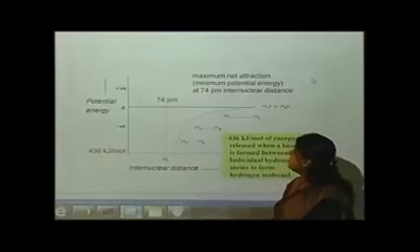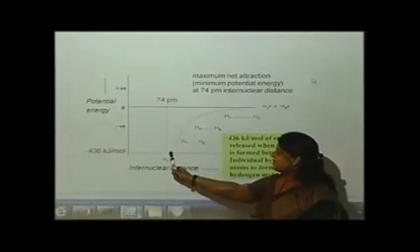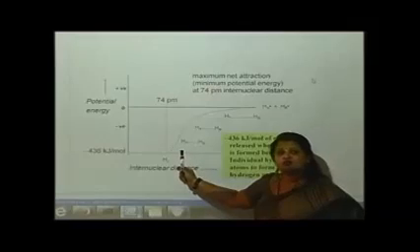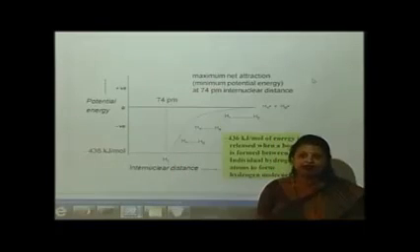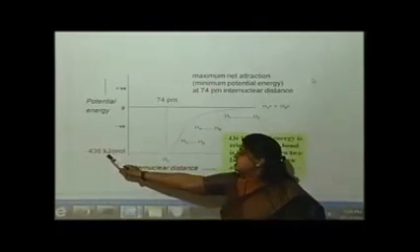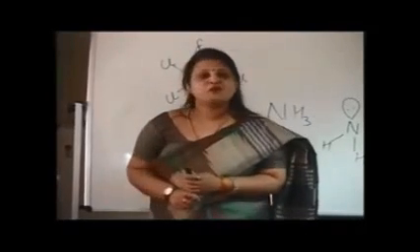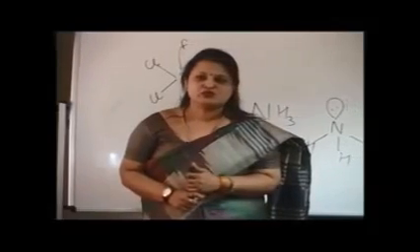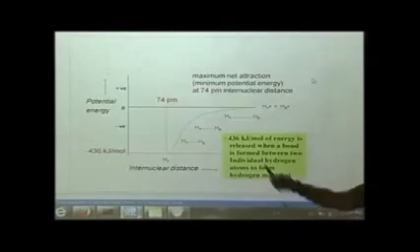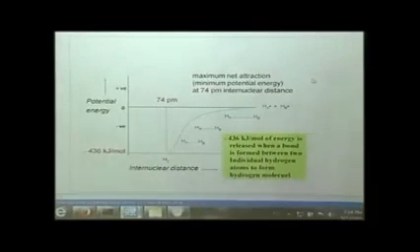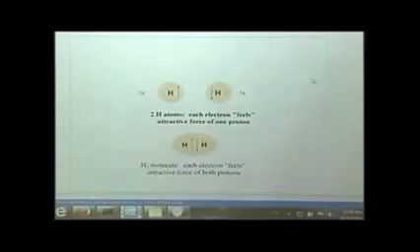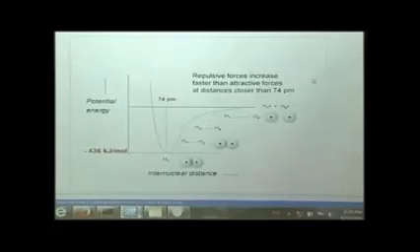But at the same point, I would also highlight one more point here, that at this distance of 74 picometer, which we call the equilibrium distance, the bond energy is minus 436 kilojoules per mole. What do we mean by this minus 436 kilojoules per mole? It means that when a bond is formed between two hydrogen atoms, then 436 kilojoules per mole of energy is released.